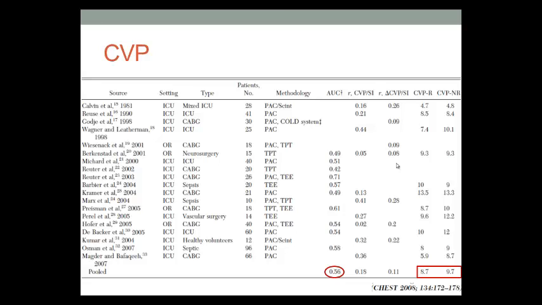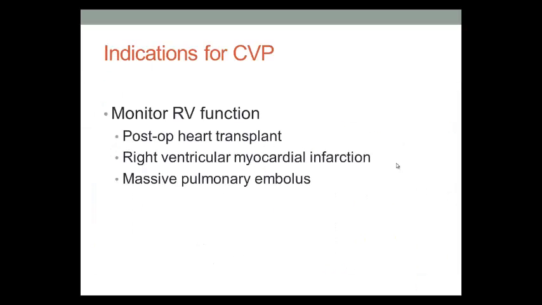So tons of experts out there say don't use CVP even though it's still in our Surviving Sepsis protocol. They'll never let it go. There are some indications for monitoring of CVP, like if you are a post-op heart transplant, so in the CCU they like it, RV infarcts they'll use it, and then for massive PE we used one once at the VA for somebody who had a saddle, so the surgeons wanted a CVP for monitoring.